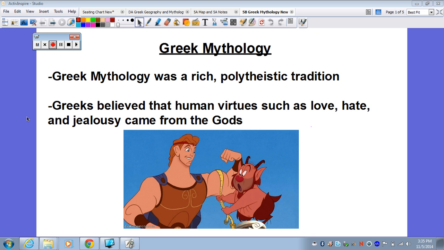So all these different gods represented different symbols and different things. And the Greeks gave them human virtues such as love, hate, and jealousy. So everything you see from human behavior, whether it's violence or romance or intrigue, suspense, all these things, the Greeks are going to assign them human virtues that make them more relatable and more interesting.